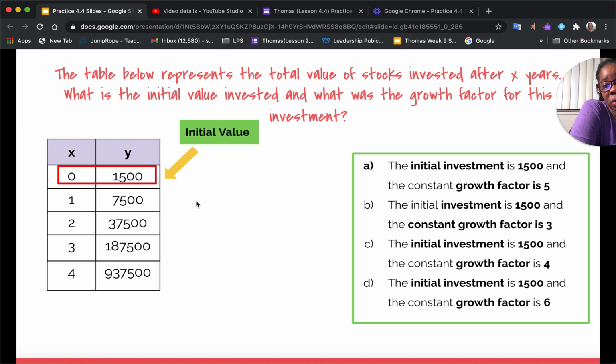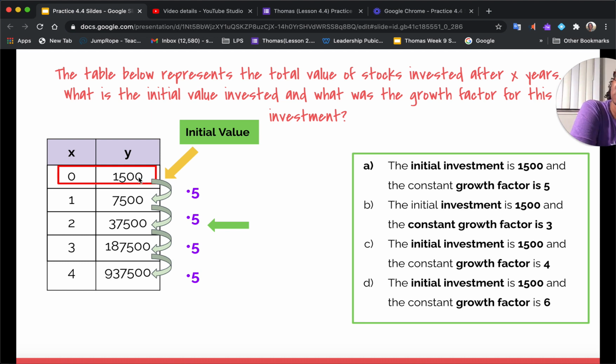We also were asked to find the growth factor, and the growth factor is how our output values are changing from one value to the next. What is the consistent number that is being used to multiply that? So the question you should be asking yourself is, 1500 times what number makes 7,500? And you can do that by division too. But what you'll see is that all of these output values are multiplied by 5.